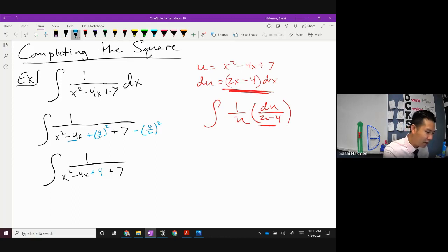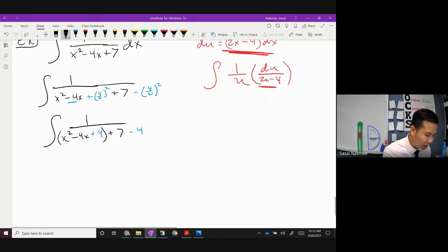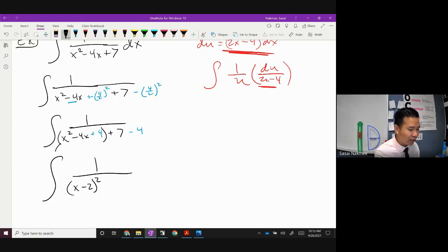Now check this out. This is the weird part. If you group this right here, this is a perfect square. That's why it's called completing the square. You've completed this perfect square, which you can then factor and rewrite as x minus 2 squared, plus 7 minus 4, which gives me a 3. There should be dx's along the way here.